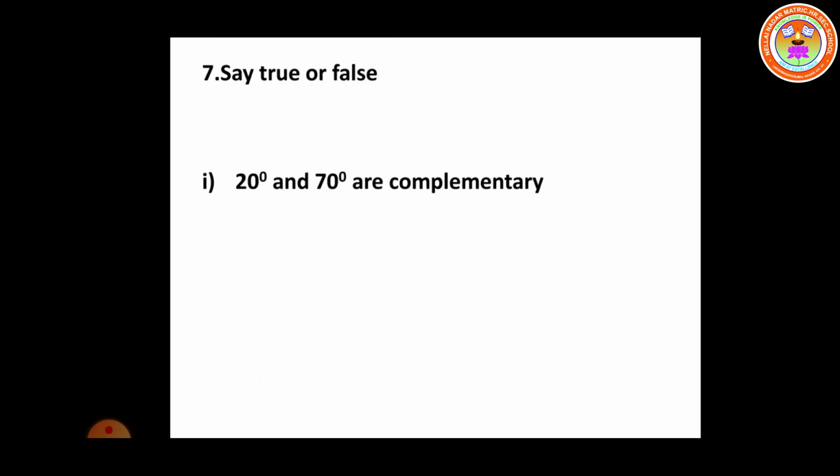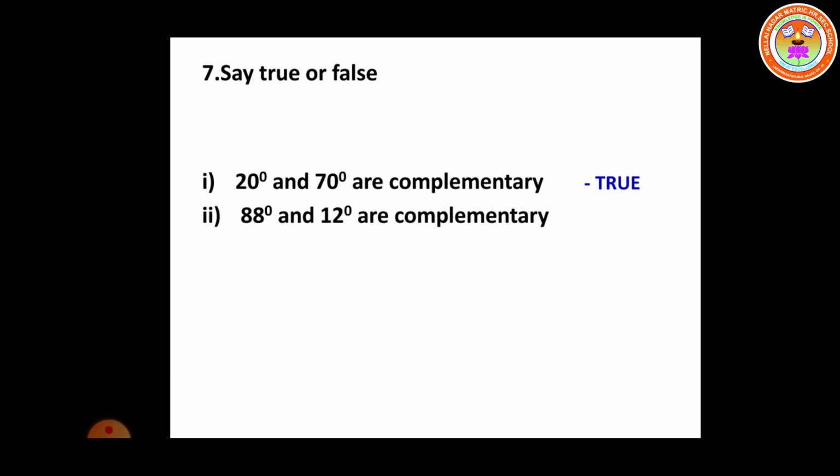Say true or false. The first question: 20 degrees and 70 degrees are complementary. We say two angles are complementary if the sum of those angles is 90 degrees. Now add the given angles. 20 degrees plus 70 degrees becomes 90 degrees. So these angles are complementary. Therefore your answer is true.